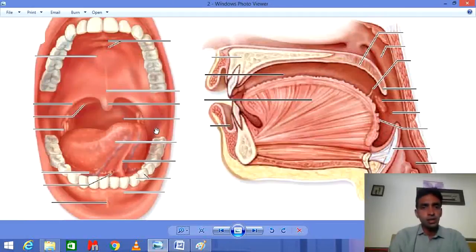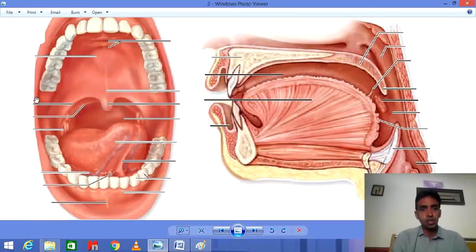During this rolling, the cheek provides one boundary and the hard palate provides a boundary. We are going to learn about the functions. What is the function of this area? The hard palate provides the upper boundary for the food. The cheeks provide the lateral boundary, this cheek and this cheek.